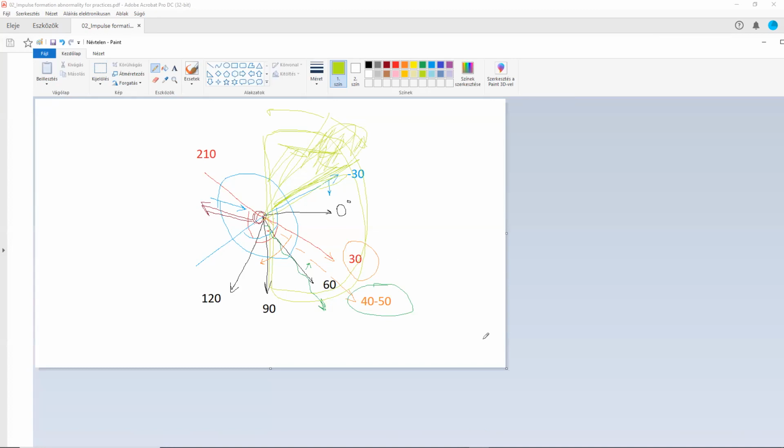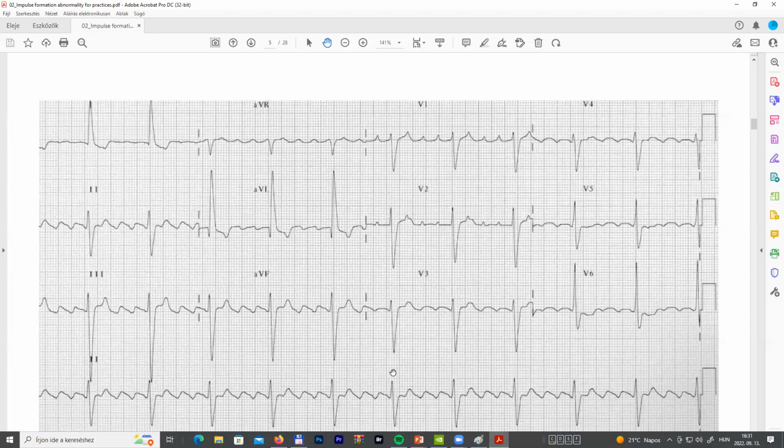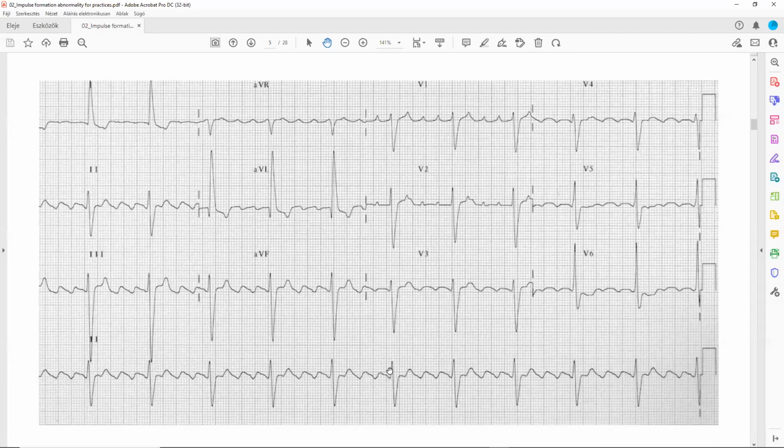So that is the left deviation? No, that's an extreme left deviation because it's over -30, between -30 and -60. Okay, now what about the impulse formation? What generates the impulse? Is this a sinus rhythm?